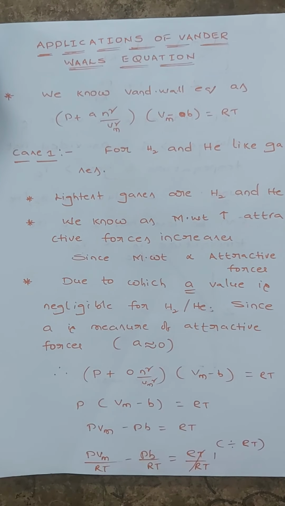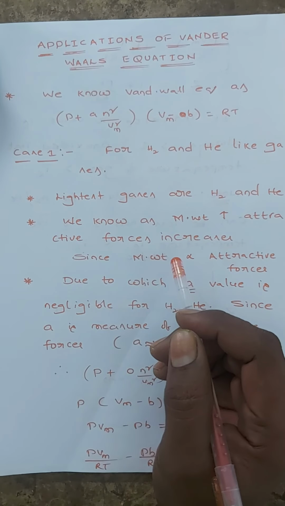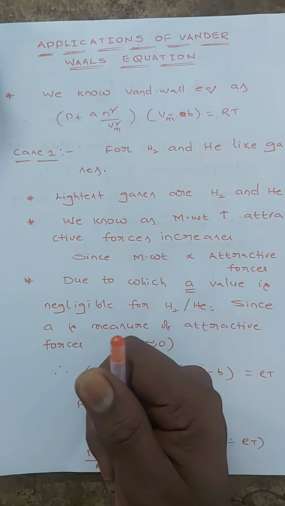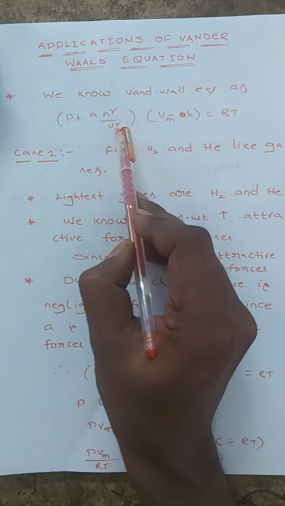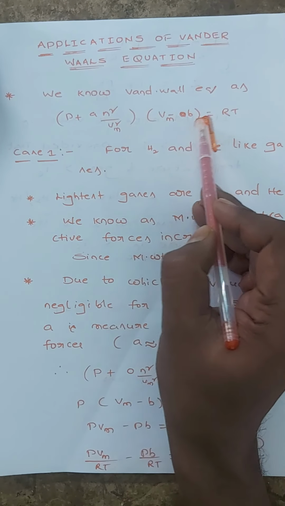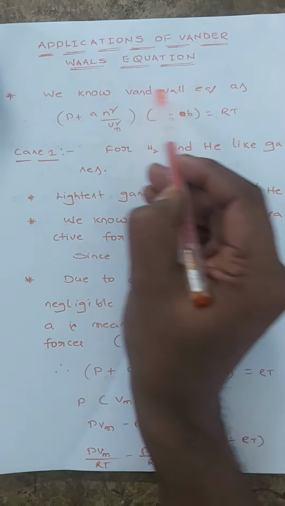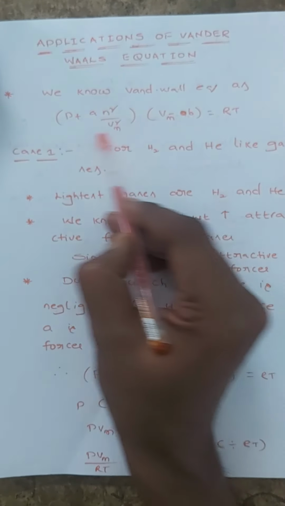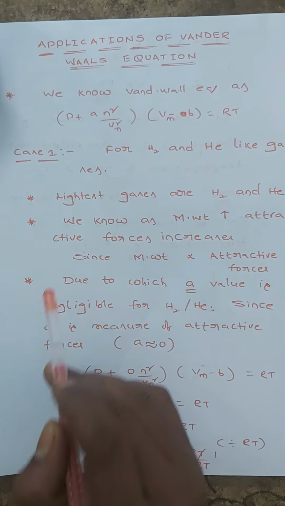Today, I would like to discuss applications of the van der Waals gas equation. We know the van der Waals equation as (P plus a n squared by Vm squared) into (Vm minus b) is equal to RT. You know the different factors present in this equation, so I think there is no need to repeat again and again. Now come to case 1.